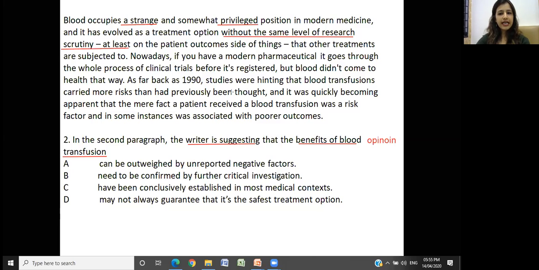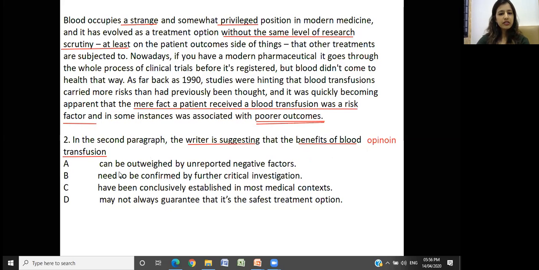And then the writer says that mere fact that a patient received a blood transfusion was a risk factor, and in some instances it was associated with poorer outcomes. So at least it gives me an idea that the writer is in no way, in this particular paragraph, in favor of benefits of blood transfusion. Most of the sentences are against it. Yeah. So that helps me to rule out those answer choices which are in favor.